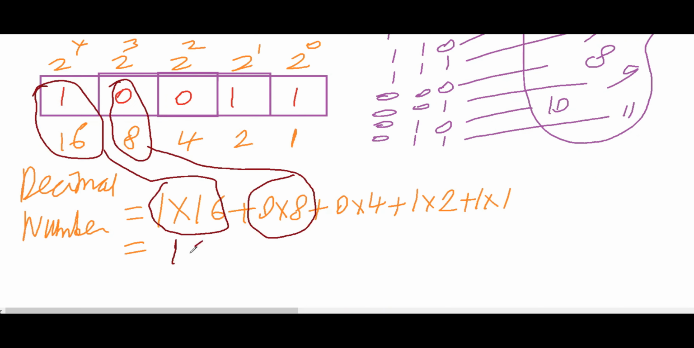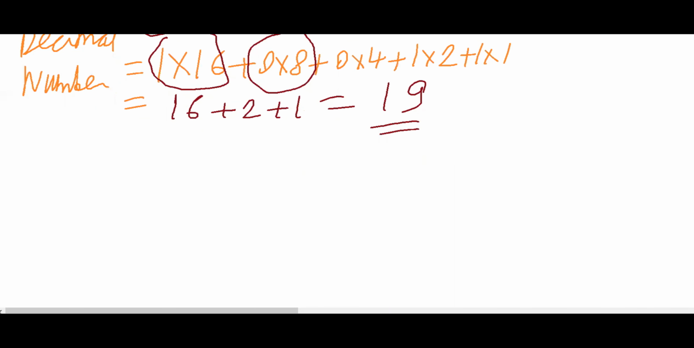So 16. This will be 0, so I am not writing. This will be 0, I am not writing. This will be 2, I am writing that. 1. So 16, 17, 18 plus 1, 19. So the decimal number is 19. Okay. So the equivalent of decimal number 19 in binary is what? 10011. Understood that? Yes.